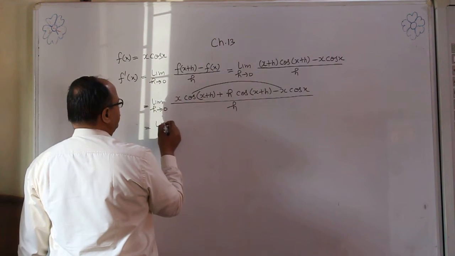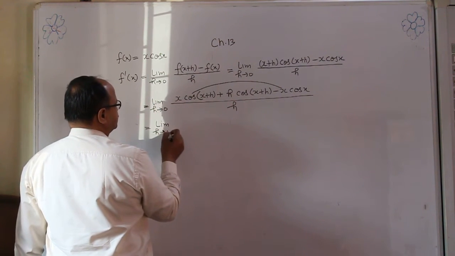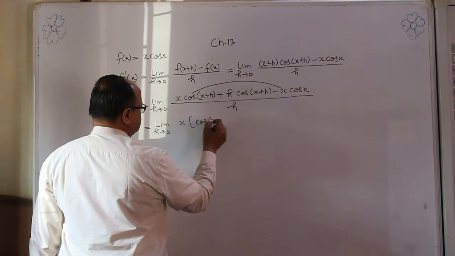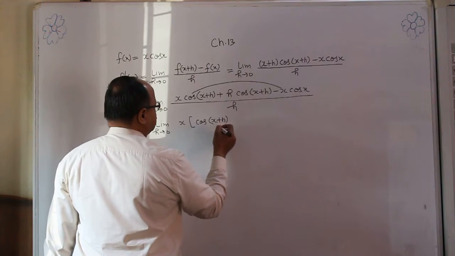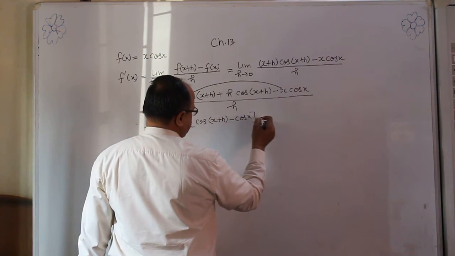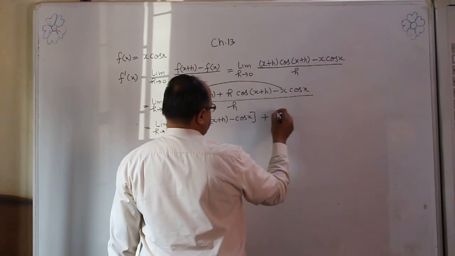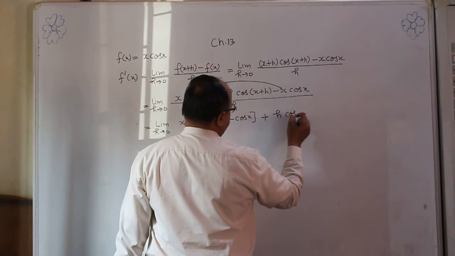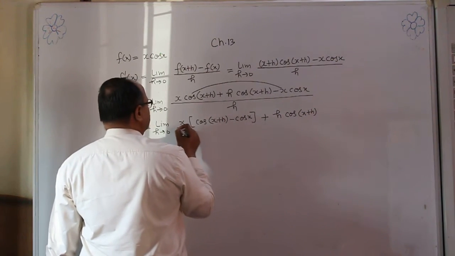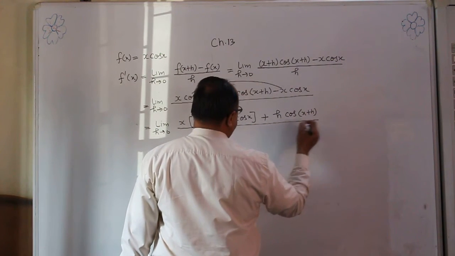Limit h approaches to 0, you can take common x, that is cos of x plus h minus cos x, plus h cos of x plus h, divided by h.